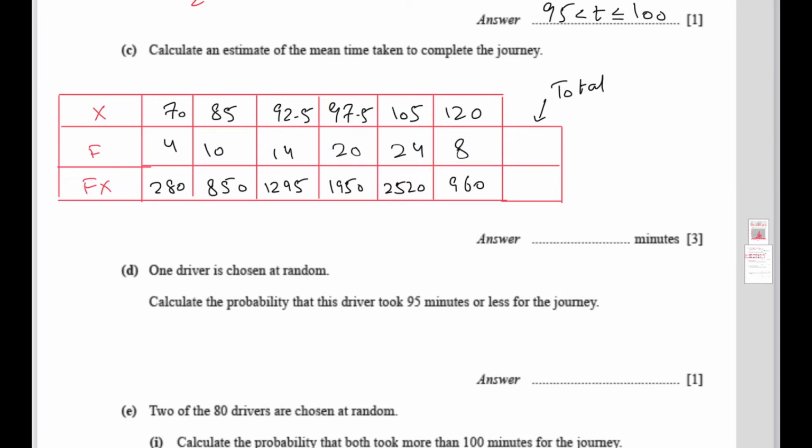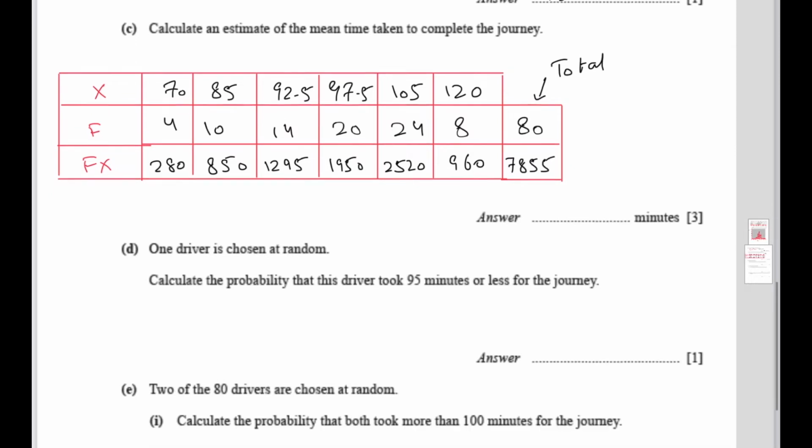So the total frequency, of course, that's given in the question itself, is 80. Now let's add the fx values. So 280 plus 850 plus 1295 plus 1950 plus 2520 plus 960, and this gives us 7855. So how to calculate the mean?